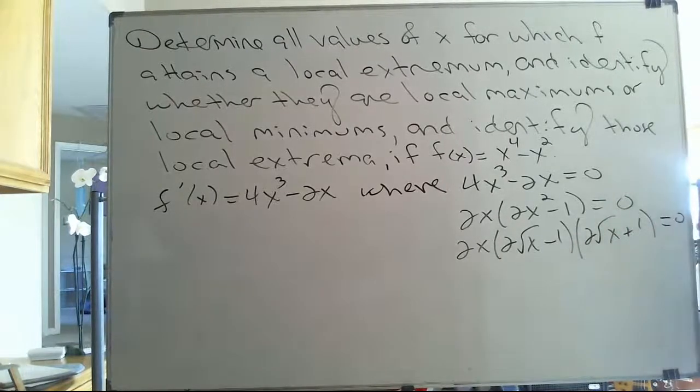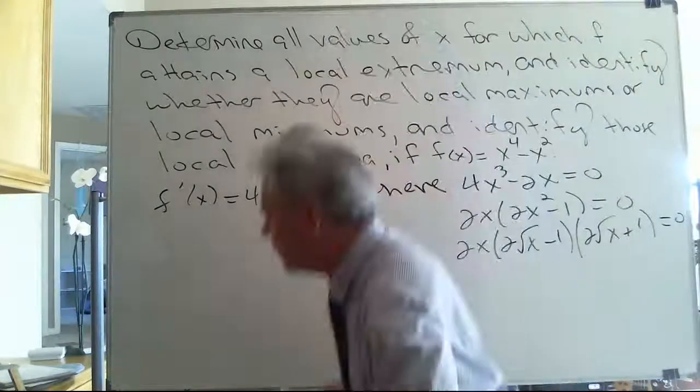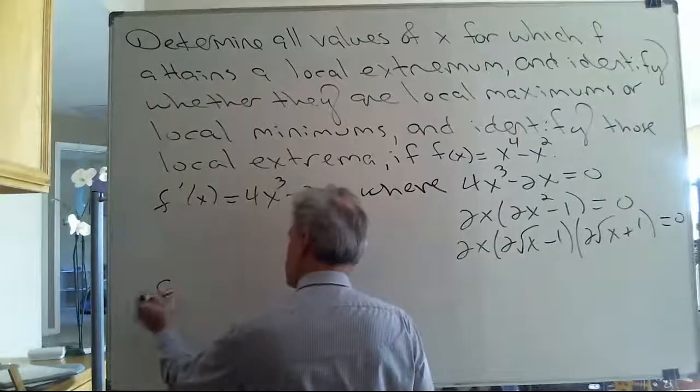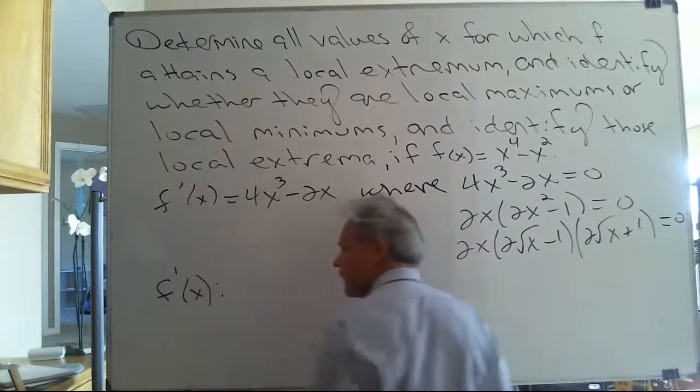So it looks to me like I have three critical numbers. Now, just because I have three critical numbers does not necessarily mean they yield local extrema. So if you don't mind me taking a break, I am actually going to build a sign graph.